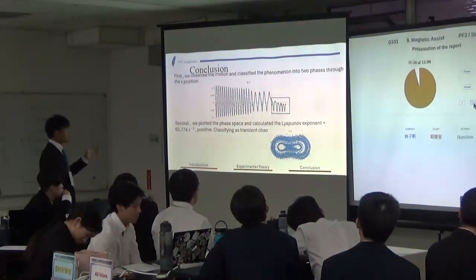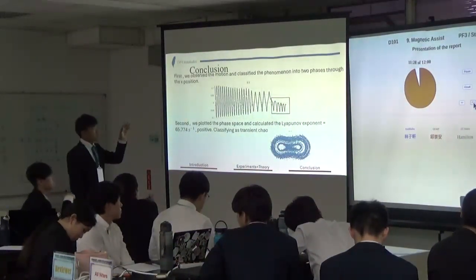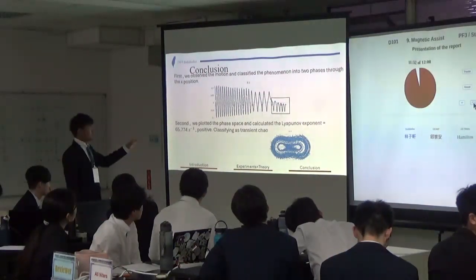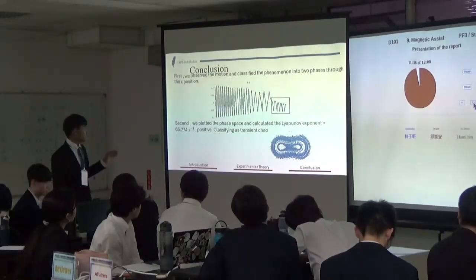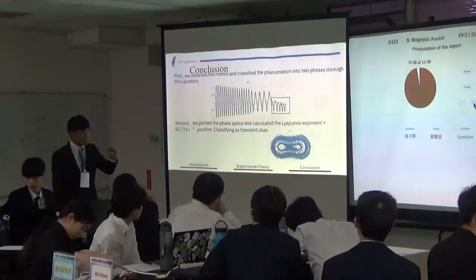And first, we'll have a quick summary right here. So first, we observe the motion and classify the phenomena into two phases. Second, we plot the phase space and calculate the Lyapunov exponent right here, and it's positive. So we classify it as chaotic motion.